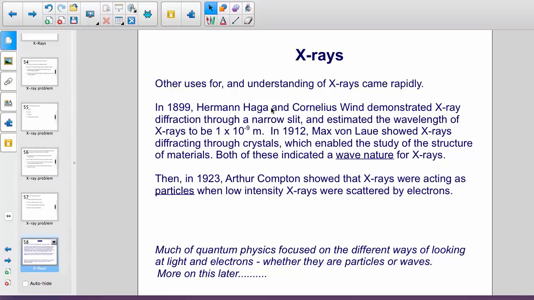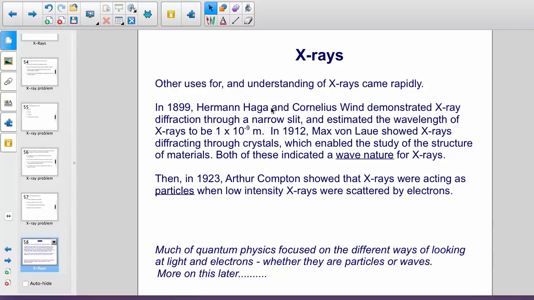Other uses for X-rays and the understanding of X-rays came rapidly. In 1899, Hermann Haga and Cornelius Wind demonstrated X-ray diffraction through a narrow slit and estimated the wavelength of X-rays to be 1 × 10 to the negative 9 meters.